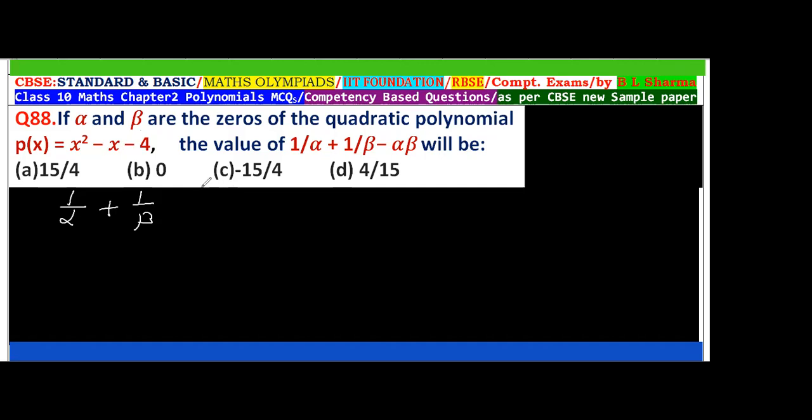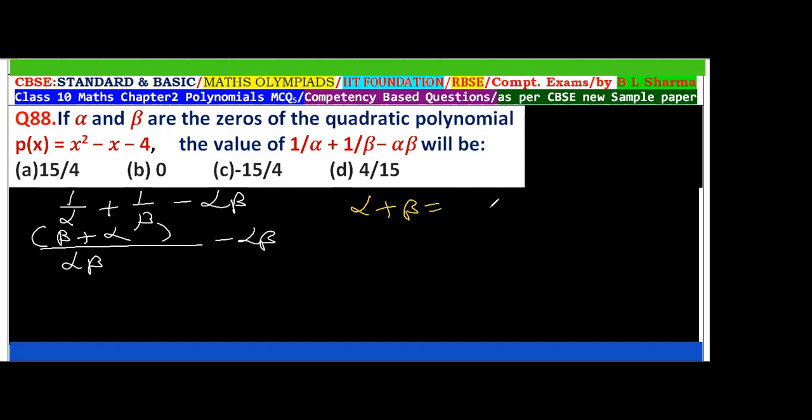And minus alpha beta. Taking alpha beta as LCM, we have beta plus alpha minus alpha beta upon alpha beta. Thus, we need the value of alpha plus beta and alpha beta. So, we know that alpha plus beta is given by the negative of the coefficient of x, that is negative of minus 1, and that is 1.